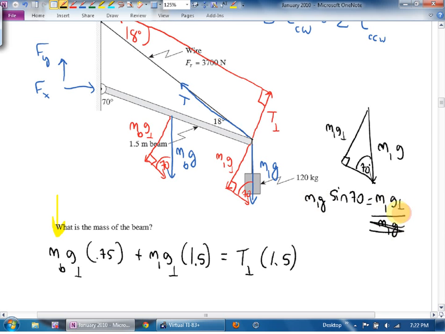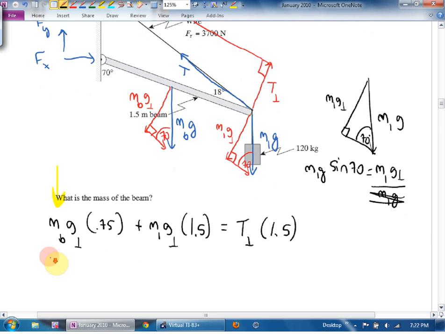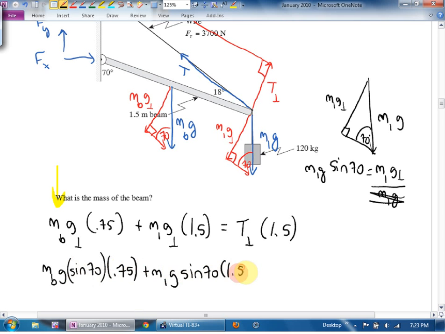You know what trig function it's going to be, Justin? Sine. Okay? So this is going to be mass of the beam g sine of 70. And then don't forget to drop down the 0.75. Plus mass 1 g sine of 70. And don't forget to drop down the 0.15 equals. So far, so good, Leslie. I'm doing lots of trig real fast, but yes.